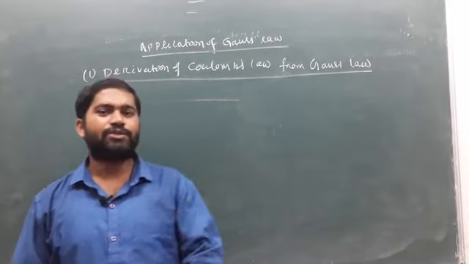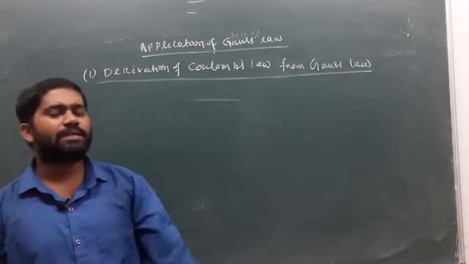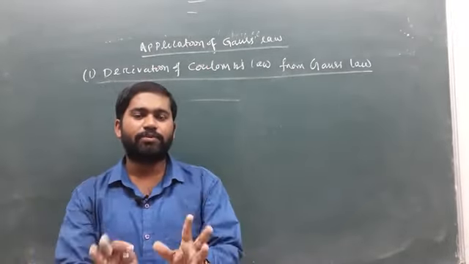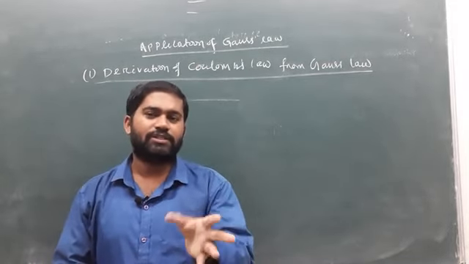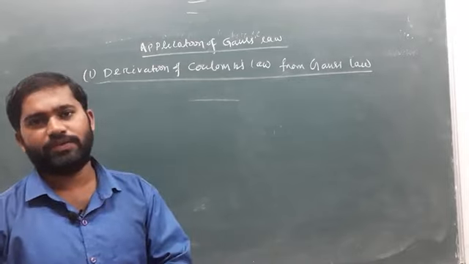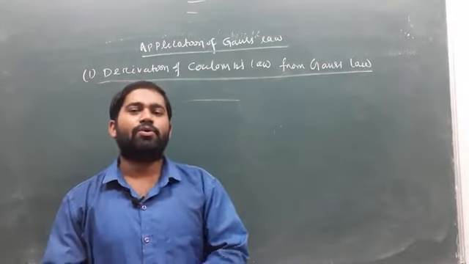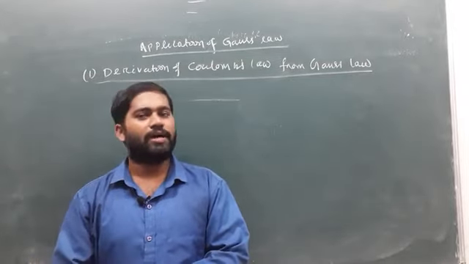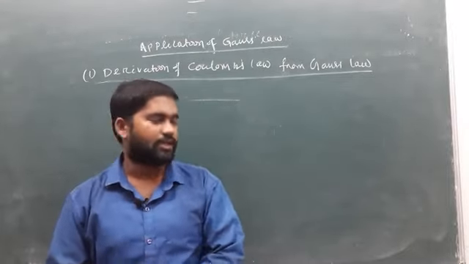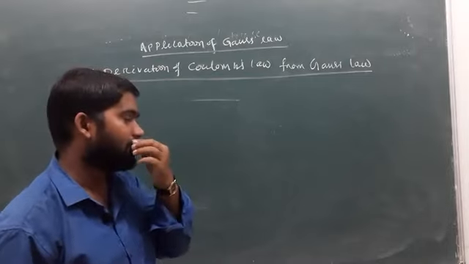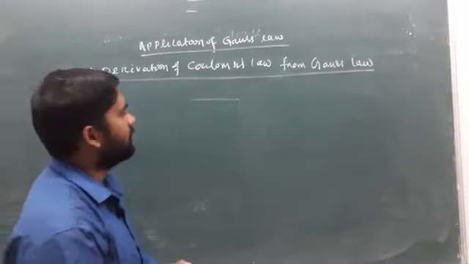We can use the application of Gauss law by taking a suitable Gaussian surface. So what is a Gaussian surface? A Gaussian surface is an imaginary surface that encloses all the electric lines of force associated with a charge region.